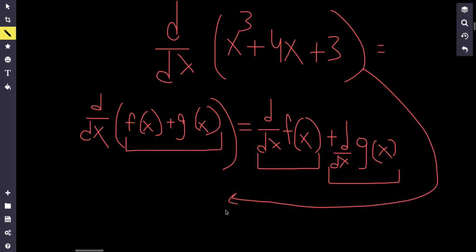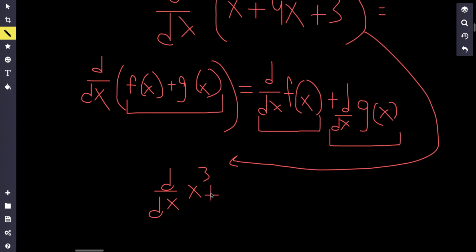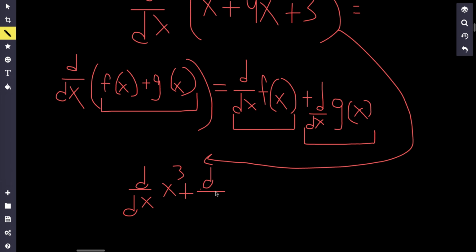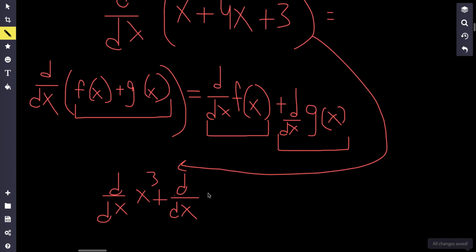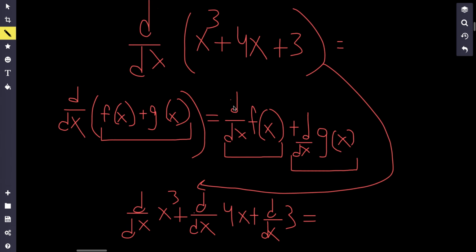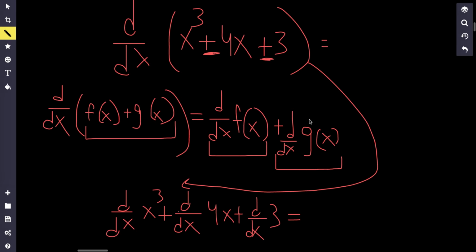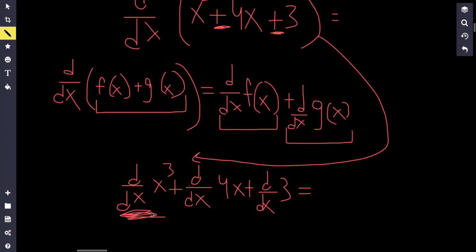I can break this up into the derivative of x to the third power plus the derivative of 4x plus the derivative of 3. All right. So when you're dealing with derivatives and you're adding, or you can be subtracting, right? The derivative of this whole entire thing is equal to the sum of the derivatives of each individual component, like so.